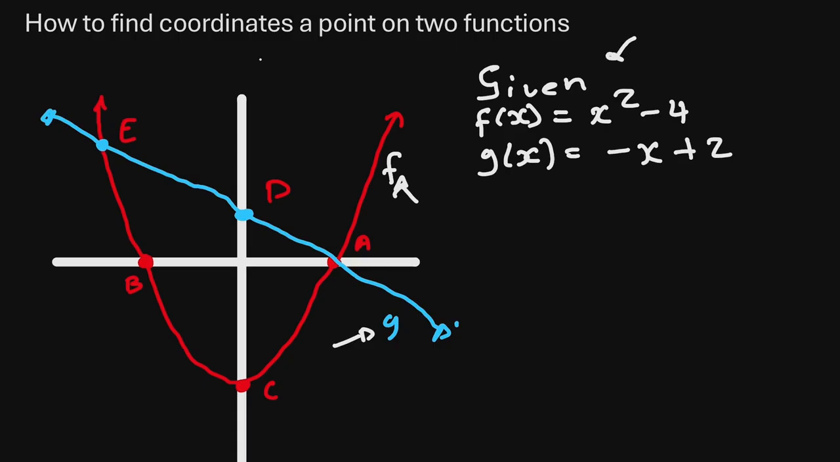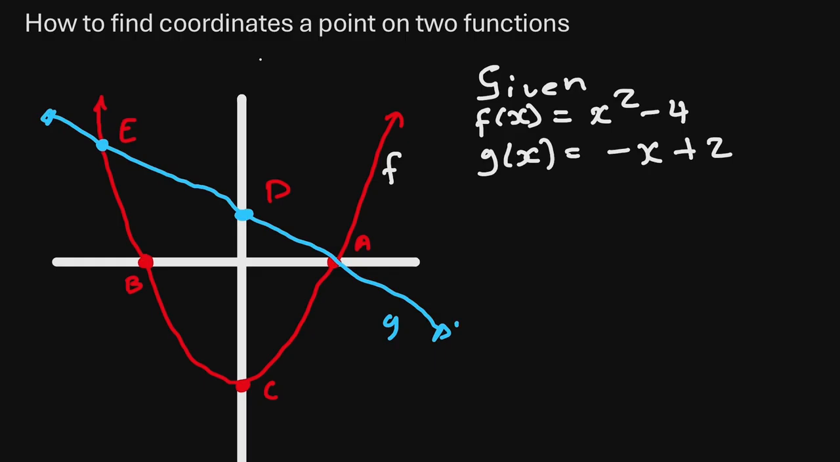So the equation for f is x squared minus 4, and the equation for g is minus x plus 2. Now let us learn how to find the coordinates of E.